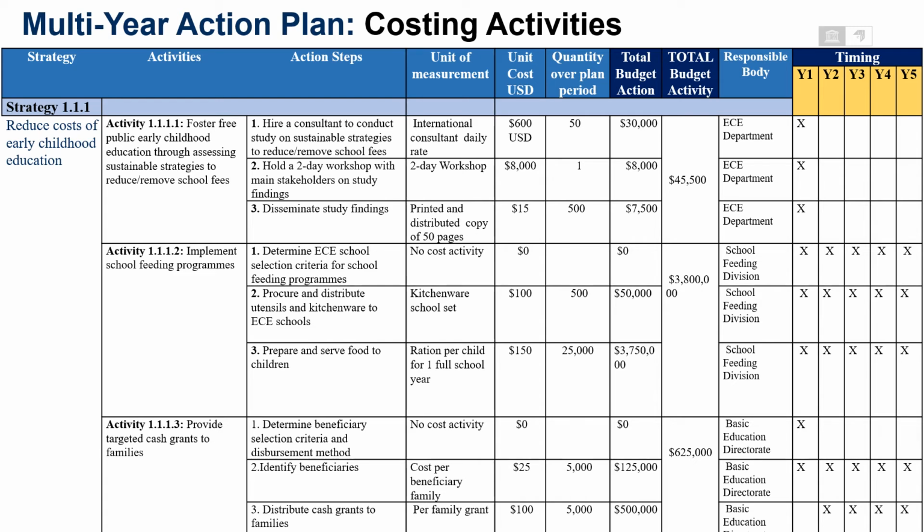Some action steps might actually be no cost because they consist of work that will be done internally in the department in charge. This is the case for determine school selection criteria for school feeding programs and for determine beneficiary selection criteria and disbursement method. We have therefore written no cost activity in unit of measure and 0 in unit cost and total budget action.